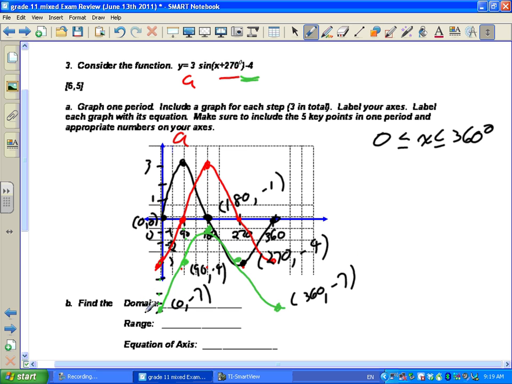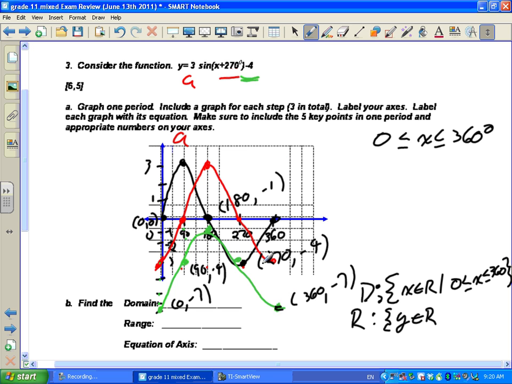I know it's kind of in the way of our domain. Our domain, because we only had the graph one period, we have to show the domain, so I'm going to write it over here, as only one period. So x is all real numbers such that it's between 0 and 360. It doesn't go on forever because we only graphed one full period of this. Our range goes from negative 7 all the way up to negative 1. So y is between, it's greater than or equal to negative 7, less than or equal to negative 1.